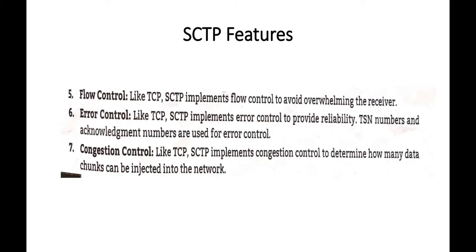Now the next one is flow control. Just like in TCP, here also we use flow control, to avoid overwhelming the receiver. It means that according to the capacity of the receiver, the receiver always advertises its receiving capacity, its windowing capacity. According to that capacity, we maintain the flow of data, the flow of information.